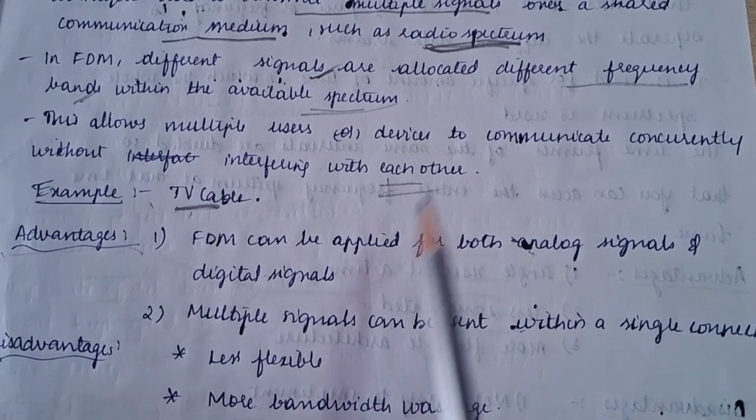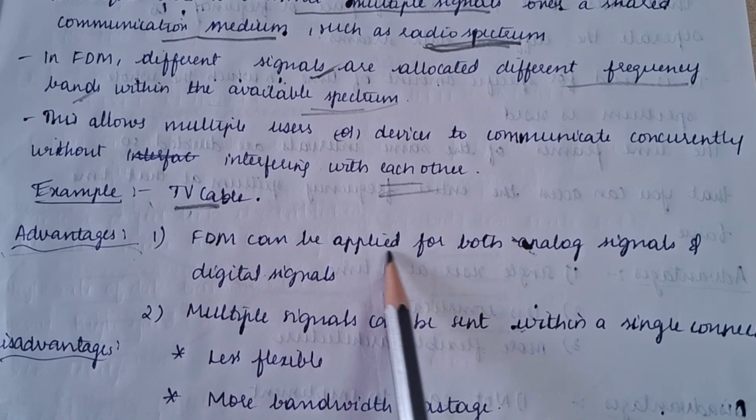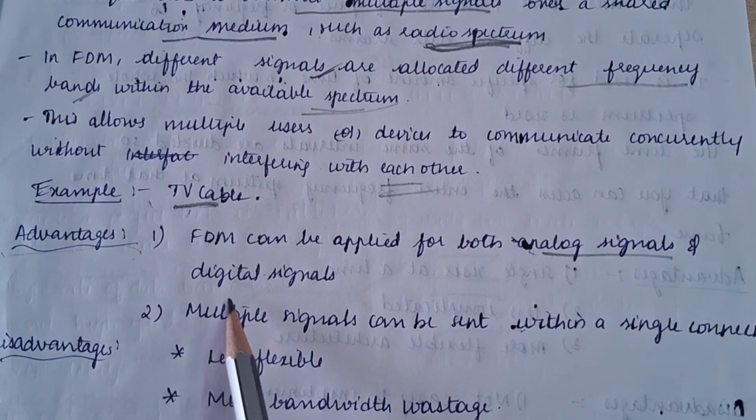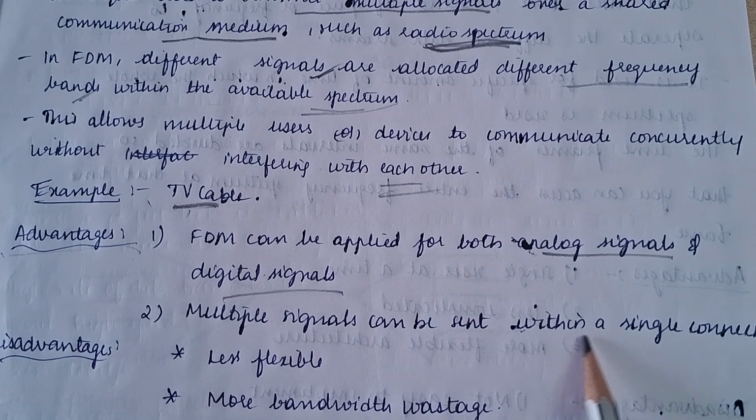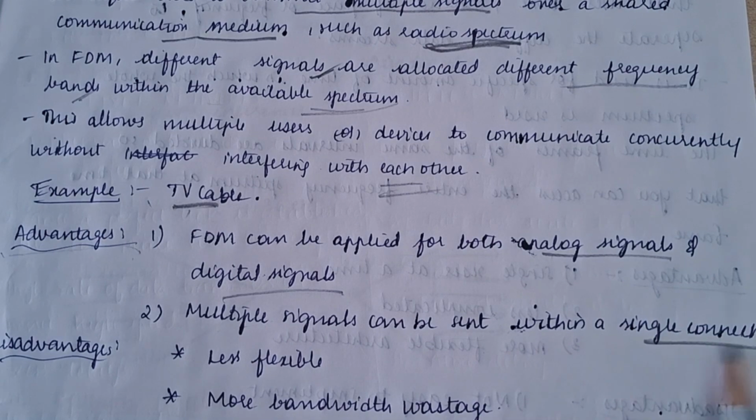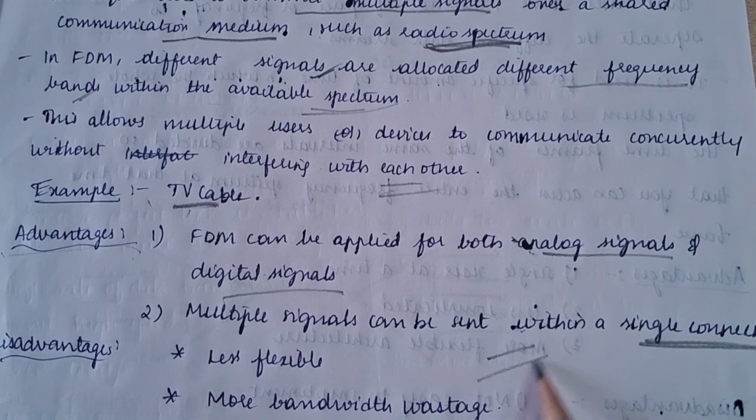Okay, advantages and disadvantages. What are the advantages? It is applied for both analog signals and digital signals. Next, multiple signals can be sent within a single connection. Okay, multiple signals will be sent within a single connection.